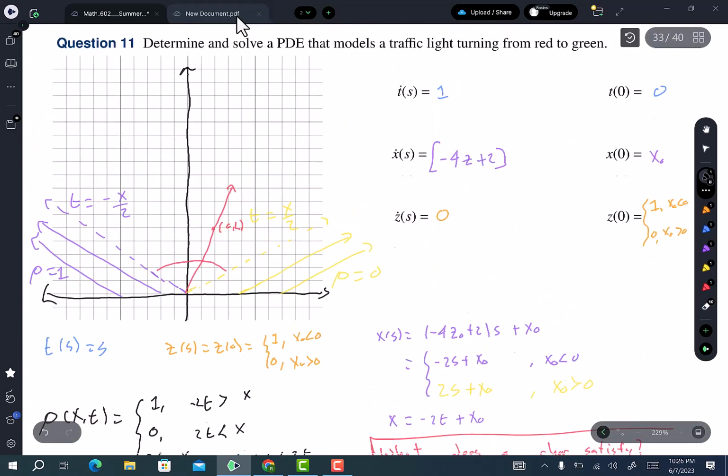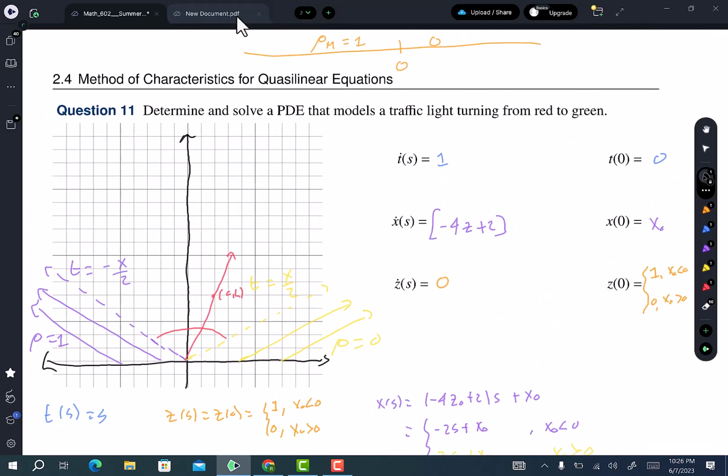In a moment, we're going to look at what happens when a light goes from green to red. Something interesting happens in another way that's even more difficult to deal with. And before that, we'll get into this concept of shocks and things like that.